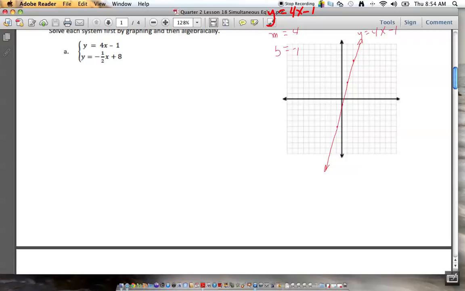Okay, now, for the next line, y equals -1/2 x plus 8. I touch here at 8. 1, 2, 3, 4, 5, 6, 7, 8. Down 1 over 2. Nice. Found the exact point. That's it.